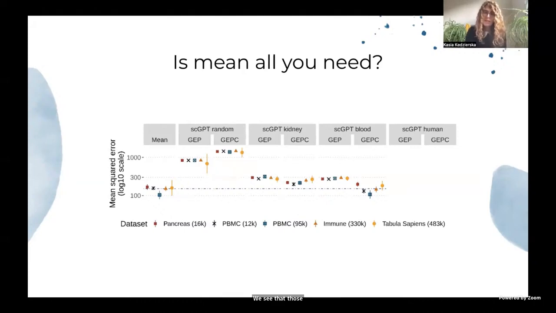And we also see that the GEPC objective outperforms GEP, which is the inverse of what we saw in scGPT random, suggesting that the model learns the cell embedding. We also see that only the GEPC objective for blood and human outperforms the mean, and only in several datasets, not all.